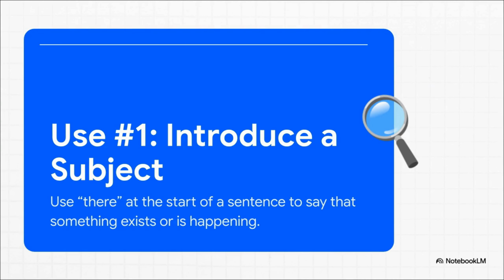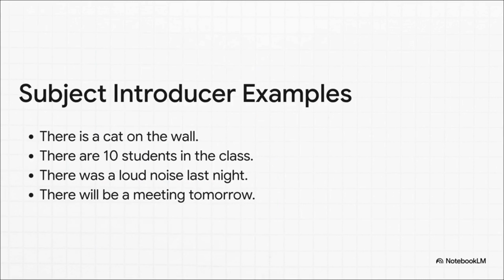So, its first job? To introduce a subject. Whenever you see there at the start of a sentence, and it's followed by a verb like is or are or was, it's really just a simple way of saying, hey, this thing exists, or hey, this is happening. For example, there is a cat on the wall. All that does is tell us the cat exists, right? Or there are 10 students in the class. It works for the past too, like there was a loud noise. And even the future, there will be a meeting. See? It's all about introducing a new idea into the sentence.